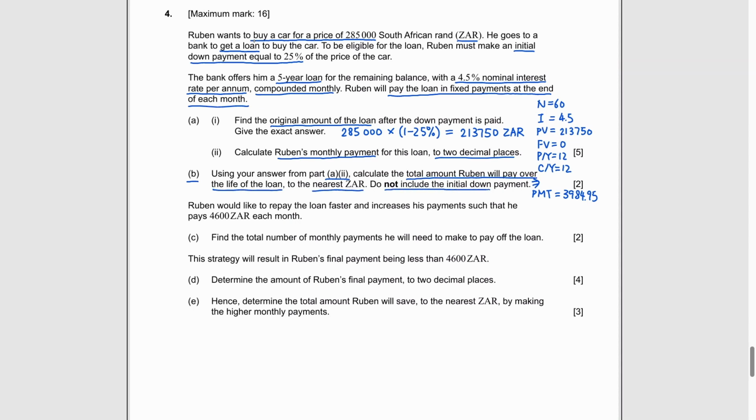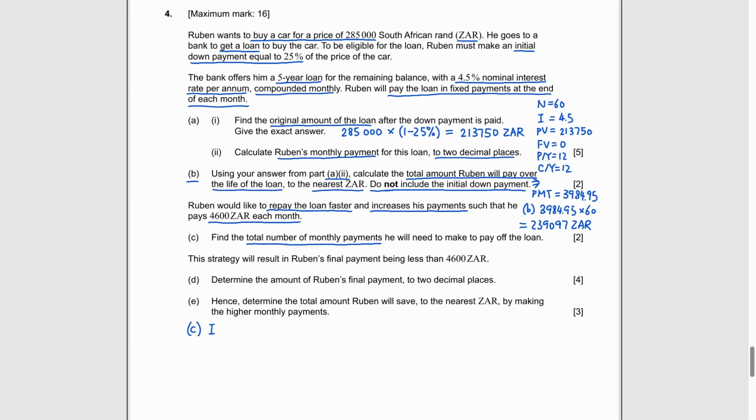Part B. We want to find the total amount he will pay over the life of the loan, excluding the initial down payment. Since the loan lasts 5 years, that is 60 months, so we multiply the monthly payment 3984.95 by 60, giving 239097.